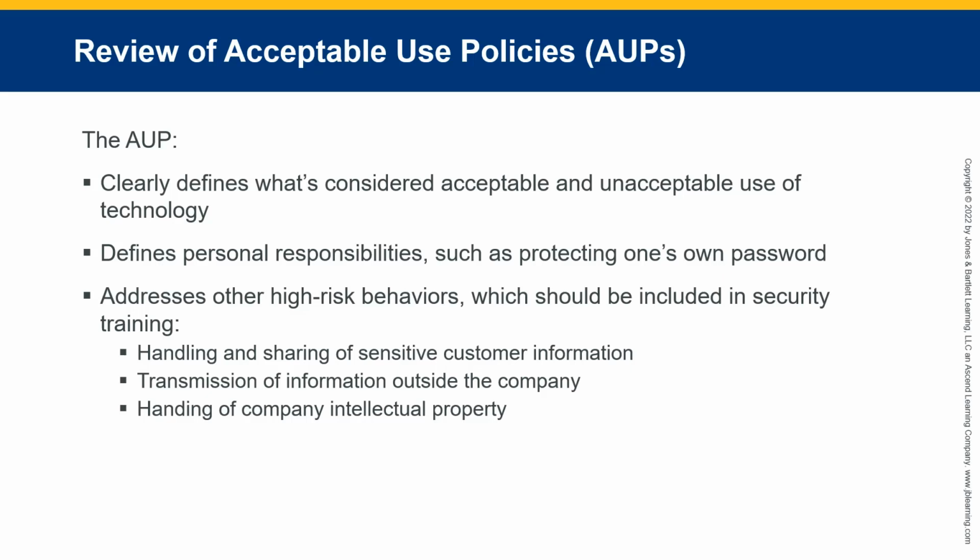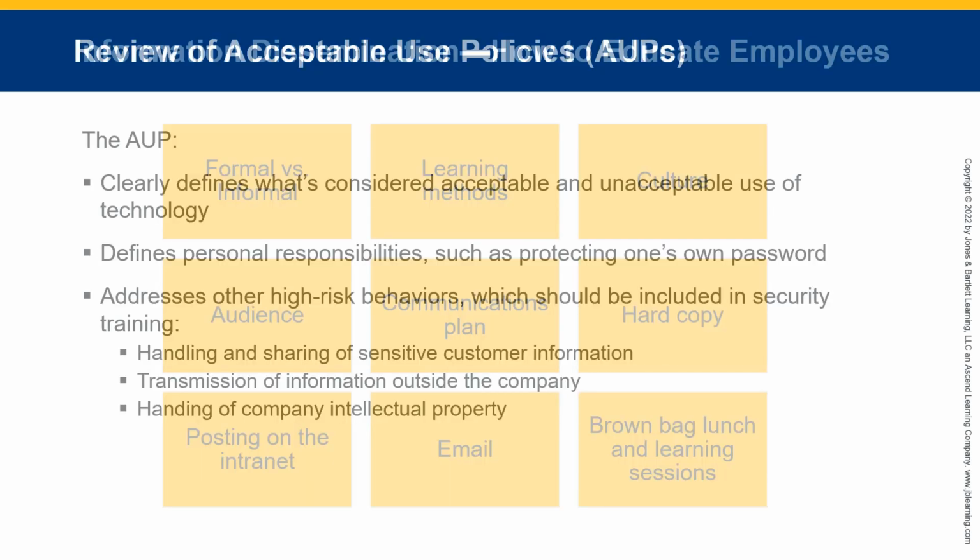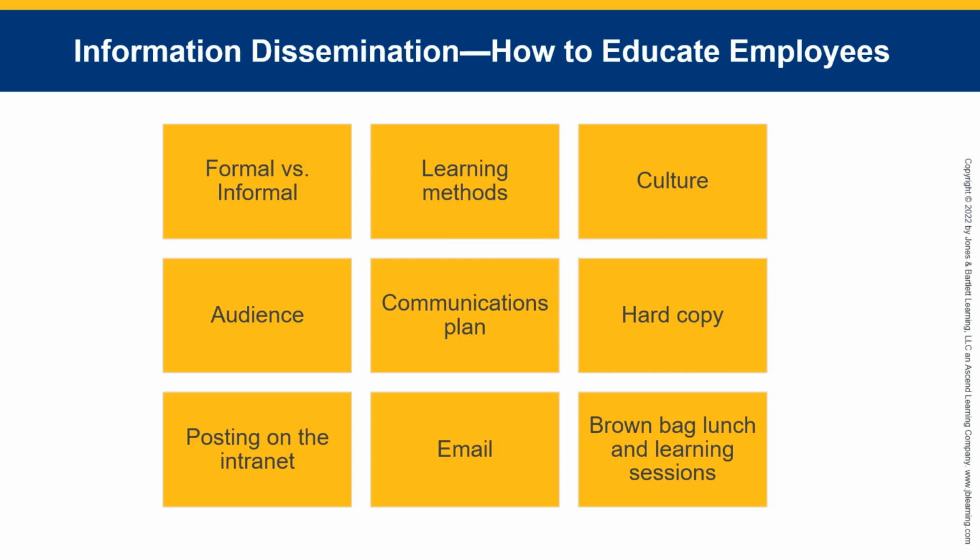Review of acceptable use policies, or AUPs. The AUP clearly defines what's considered acceptable and unacceptable use of technology. It also defines personal responsibilities, such as protecting one's own password, and addresses other high-risk behaviors, which should be included in security training: handling and sharing of sensitive customer information, transmission of information outside the company, and handling of company intellectual property.